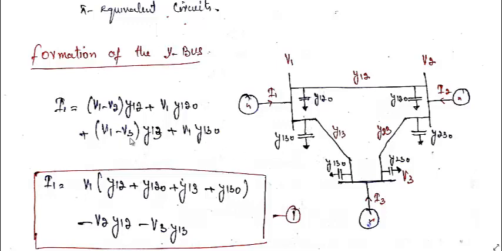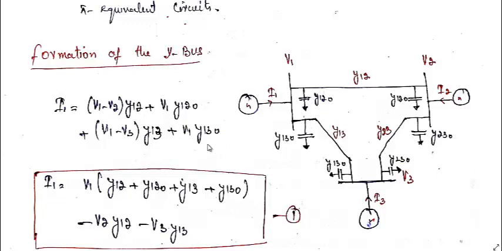Then I have taken V1 common and taken the terms of V1 to be like this. So it will be V1 into Y12, then Y120, then Y13 and Y130. Then I have written V2 and V3 separately: minus V2 Y12, minus V3 Y13. So this is I1 for this case.